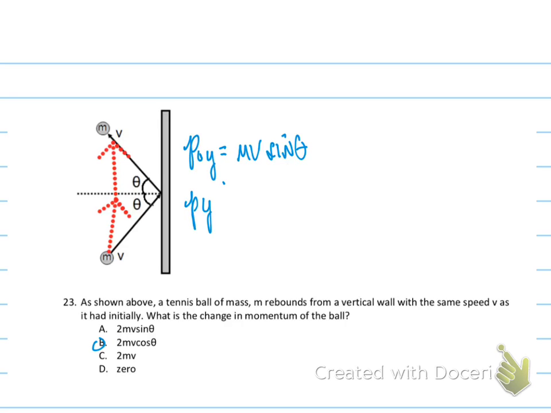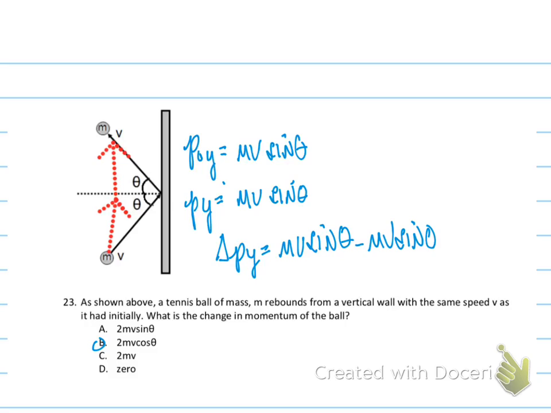and its final momentum in the y direction is mv sine theta. So the change in momentum in the y direction equals mv sine theta minus mv sine theta, which equals 0. So there is no change in momentum in the y direction, just in the x direction, and the x direction would be 2mv cosine theta.